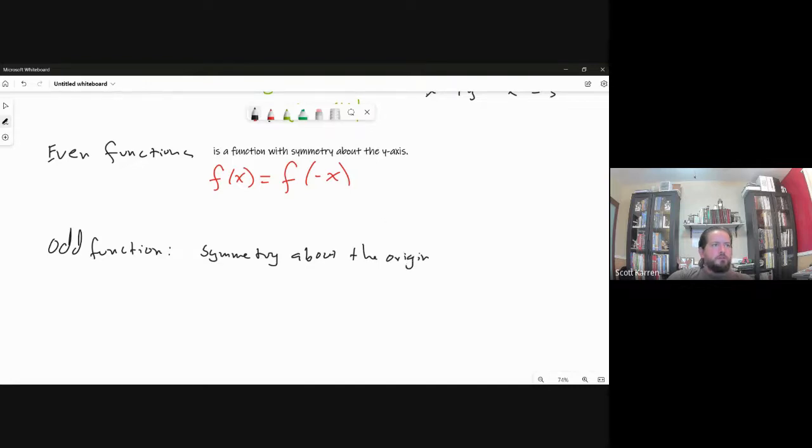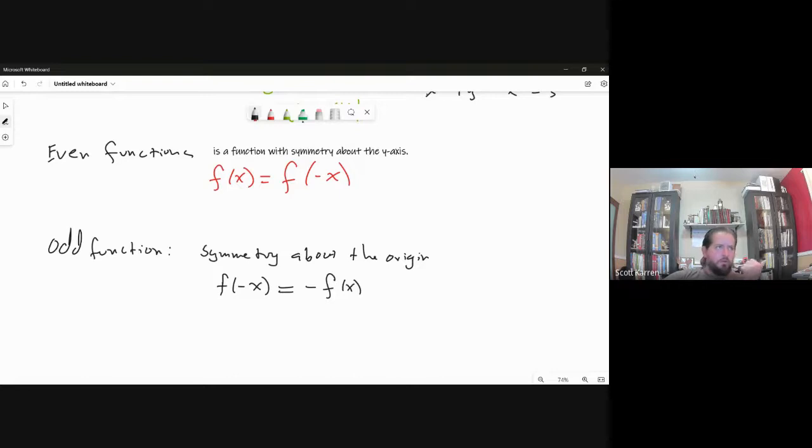And therefore, it follows that if you plug in negative x into the function itself, that should simplify down to the opposite of f of x, right? So let's take a look.